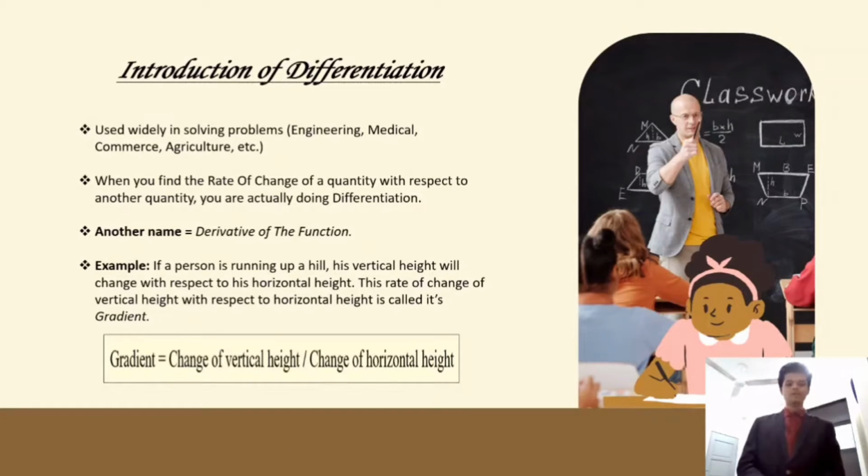For example, if a person is running up a hill, his vertical height will change with respect to his horizontal height. This rate of change of vertical height with respect to horizontal height is called its gradient. The formula is gradient equals change of vertical height over change of horizontal height.